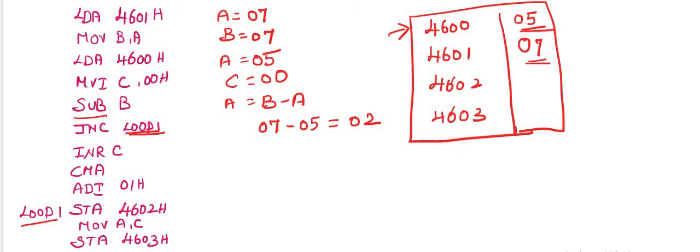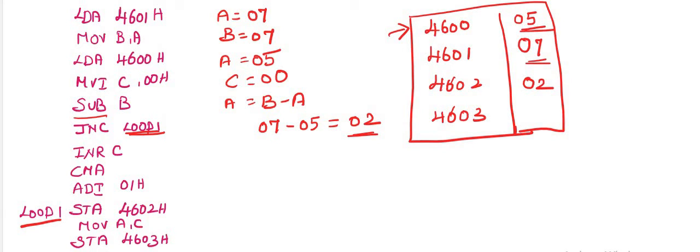So loop 1 is nothing but it stores the accumulator value. So now the accumulator value is 02. So here there is no carry. So for this example, directly it is moved to STA 4602. So here, at 4602, the value will be 02, the answer.